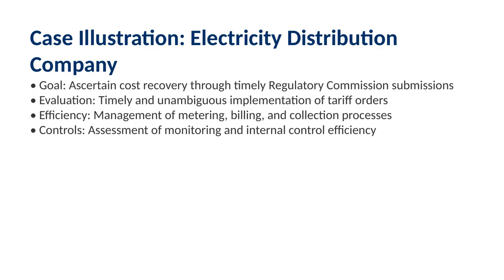To put this into perspective, let's look at an illustration involving a state electricity distribution company. In this scenario, the audit objectives were designed to ascertain four key things. First, whether the total cost of providing electricity is being recovered through timely submissions to the Regulatory Commission. Second, whether tariff orders and sales instructions were issued and implemented on time and without ambiguity. Third, whether metering, billing, and collection were managed efficiently. And finally, whether the monitoring and internal controls were efficient.